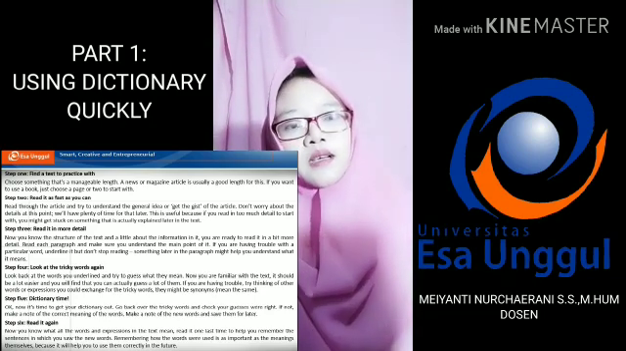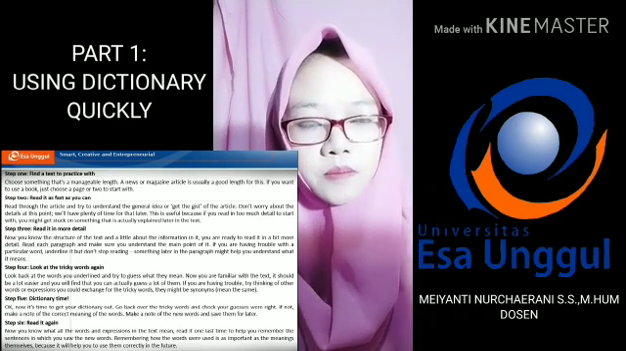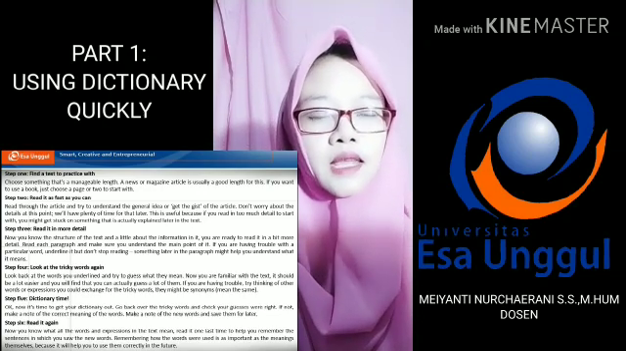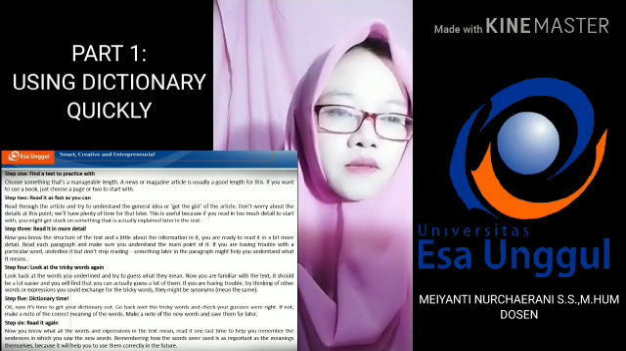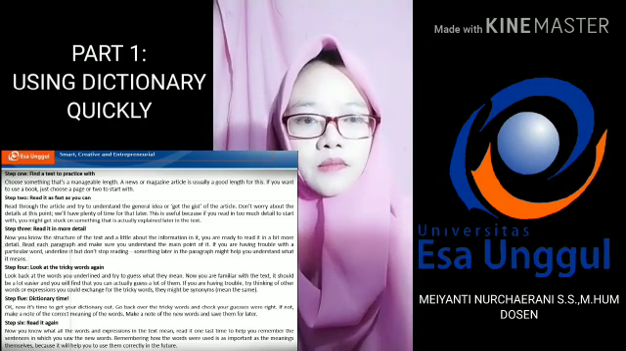Step 5. Dictionary time. Now, it's time to get your dictionary out, go back over the tricky words and check your guesses were right. If not, make a note of the correct meaning of the words, make a note of the new words, and save them for later.